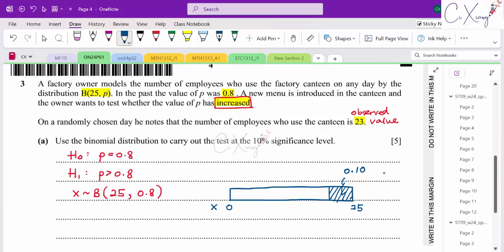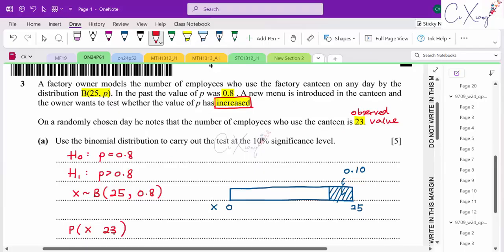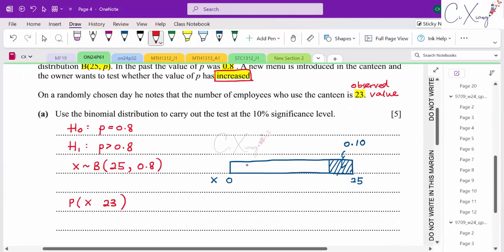Now let's have a look at our p-value. How can I calculate my p-value? To calculate the p-value, I have to use the observed value. My observed value is 23. So x and 23. Maybe I need to explain a little bit about the sign that I want to use here. When you want to calculate the p-value, we'll use greater than or equal to 23.